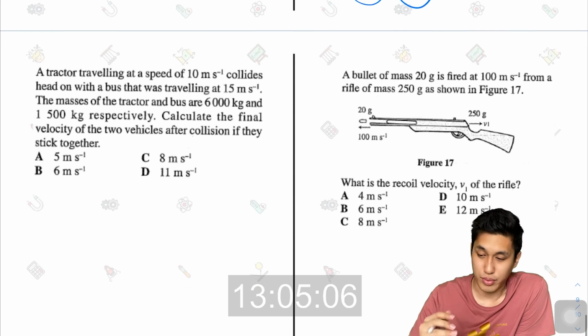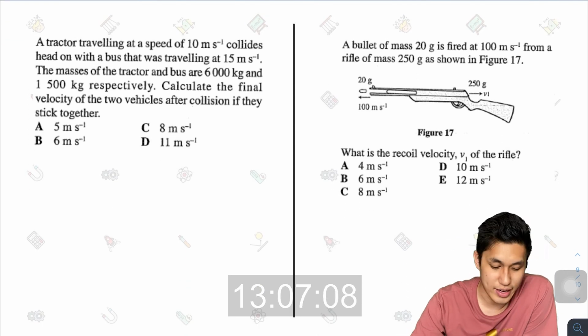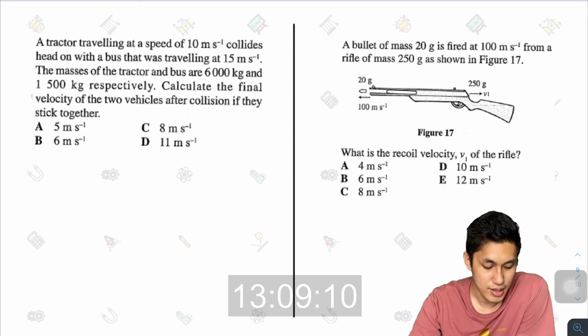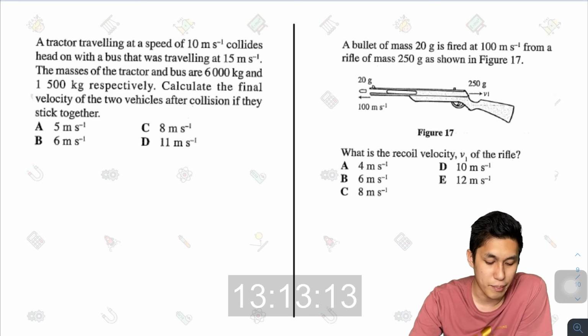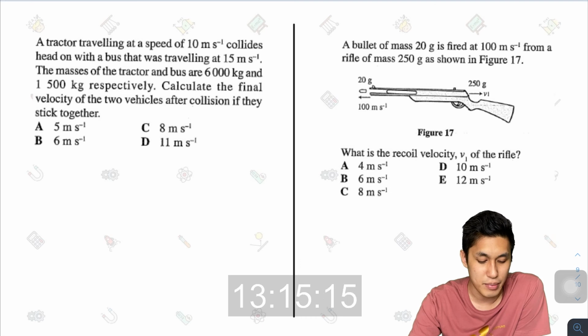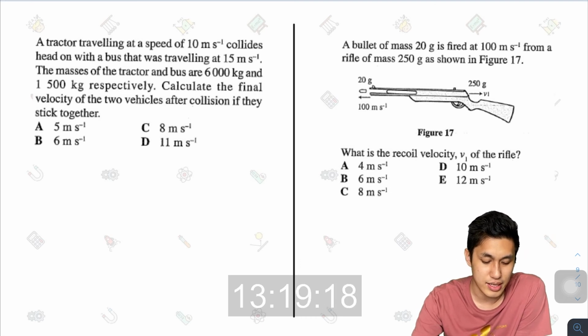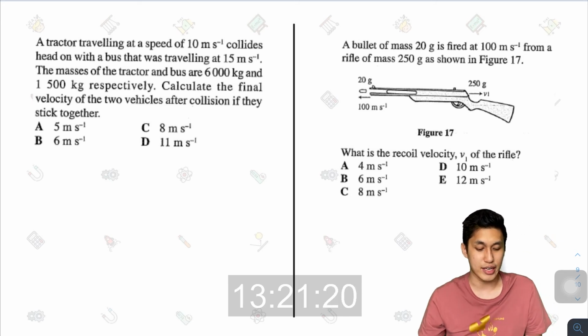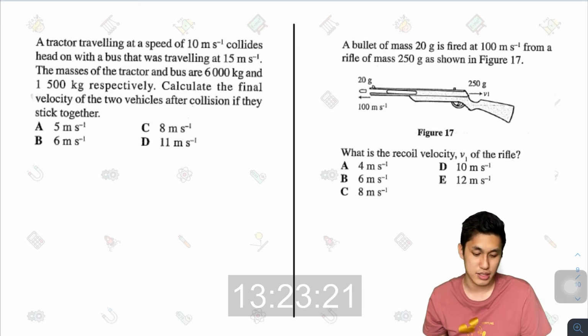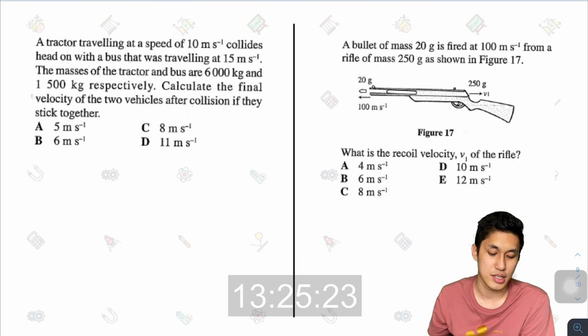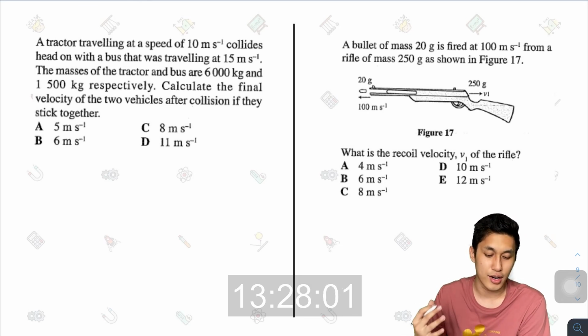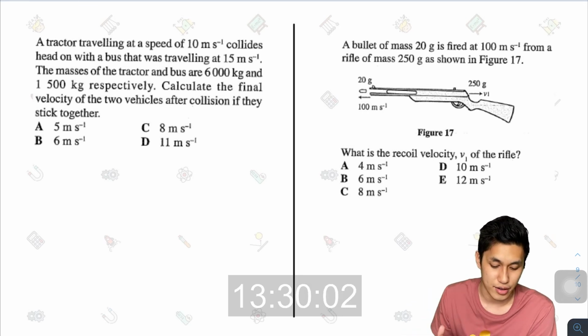Oh, last page, right? We're way ahead of our time, so that's good. A tractor traveling at a speed of 10 meters per second collides head-on with a bus that was traveling at 15 meters per second. The masses of the tractor and bus are 6,000 kg and 1,500 kg respectively. Calculate the final velocity of the two vehicles after collision if they stick together.